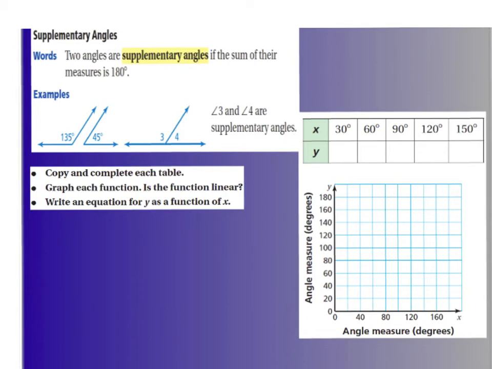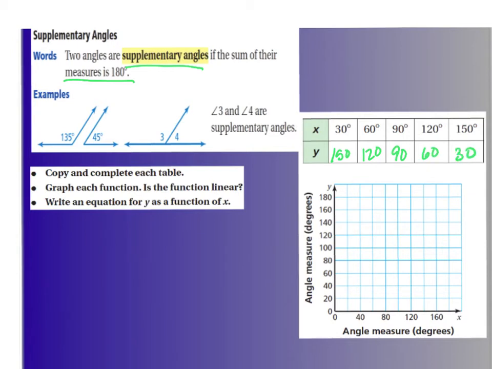Supplementary angles is our next one. They add up to 180. So again, make sure you know which one is which. If it's 30, then the second one would be 150. If it's 60, this one would be 120. 90 would be another 90, and then backwards 150 and then 30.